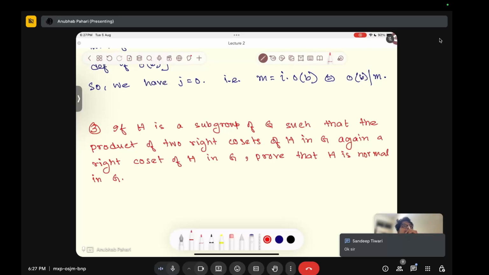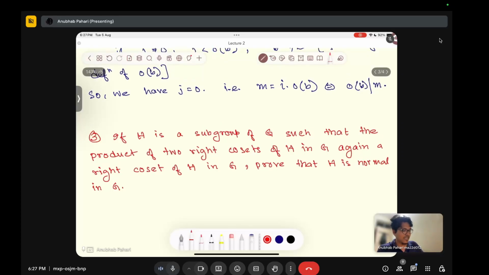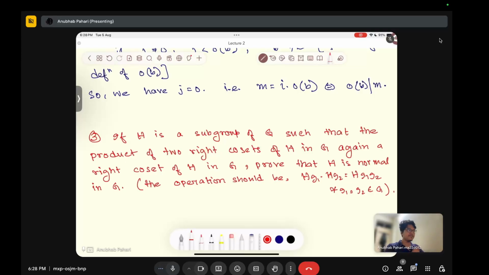In the question it should be mentioned how the product is defined. Yeah, I get your point that it is again a right coset, and the operation should be Hg1 dot Hg2 equals Hg1g2 for all g1, g2 coming from G. Yeah, now I think it's fine. Okay.